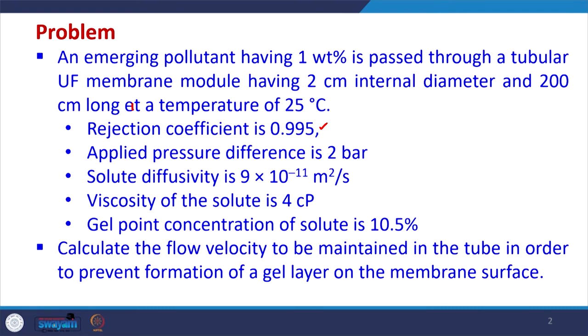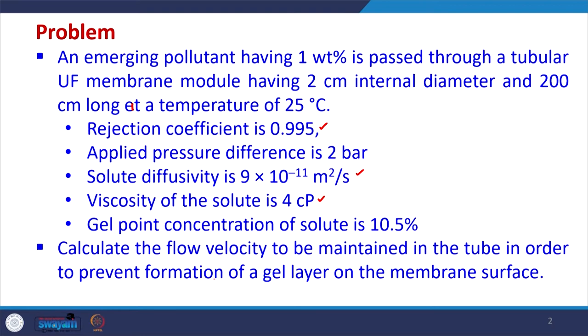The applied pressure difference is 2 bar, the diffusivity through the membrane pores is 9 × 10⁻²⁰ m² per second and the viscosity of the solute is 4 cP. Gel point concentration of the solute at the membrane interface is 10.5%. So, we have to find out the flow velocity that has to be maintained in the tube in order to prevent formation of a gel layer on the membrane surface. So, this is being asked.